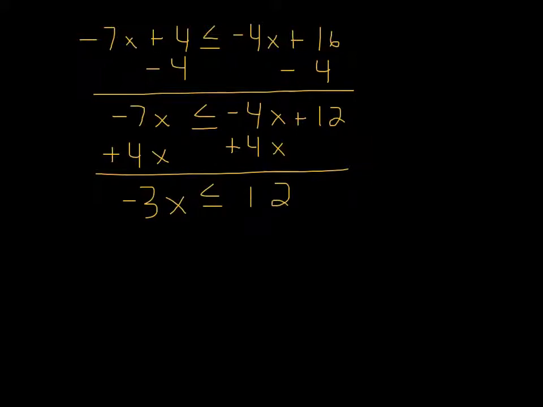Now we got to get rid of this negative 3. So we're going to divide by negative 3 on both sides. And now that we're dividing by a negative, we have to flip that sign. So we got x, then now we flip it, so x is greater than or equal to negative 4. Any number greater than or equal to negative 4, so that means negative 4 would also be an answer. There you go. Alright, so let's go on to the next.